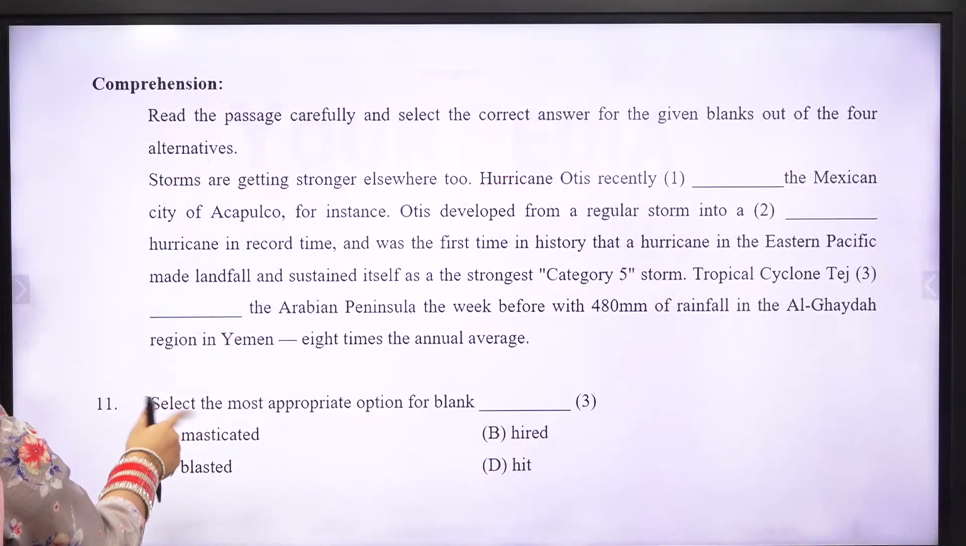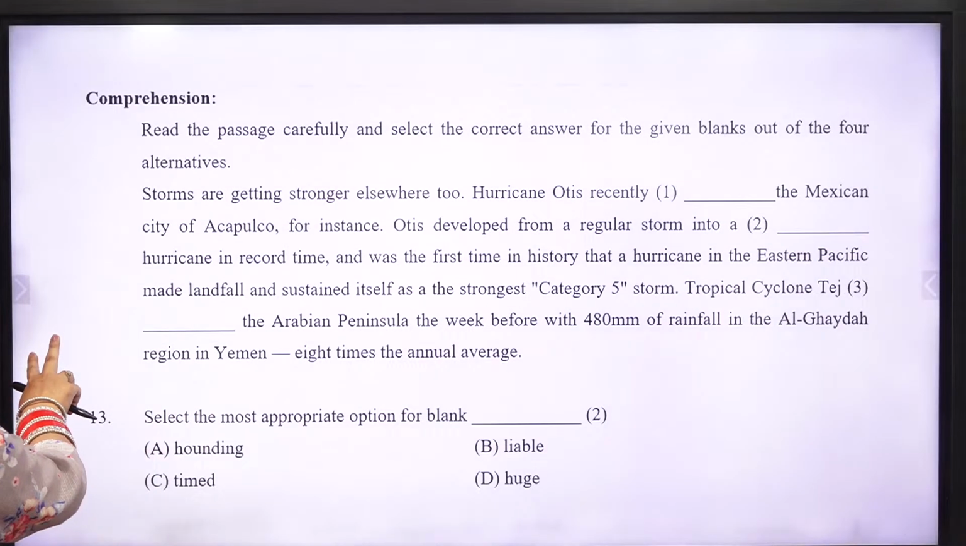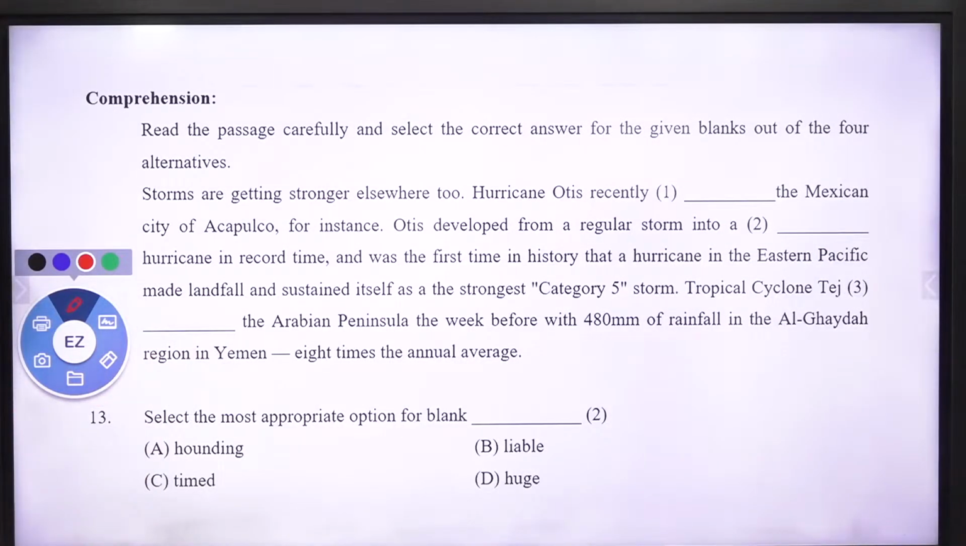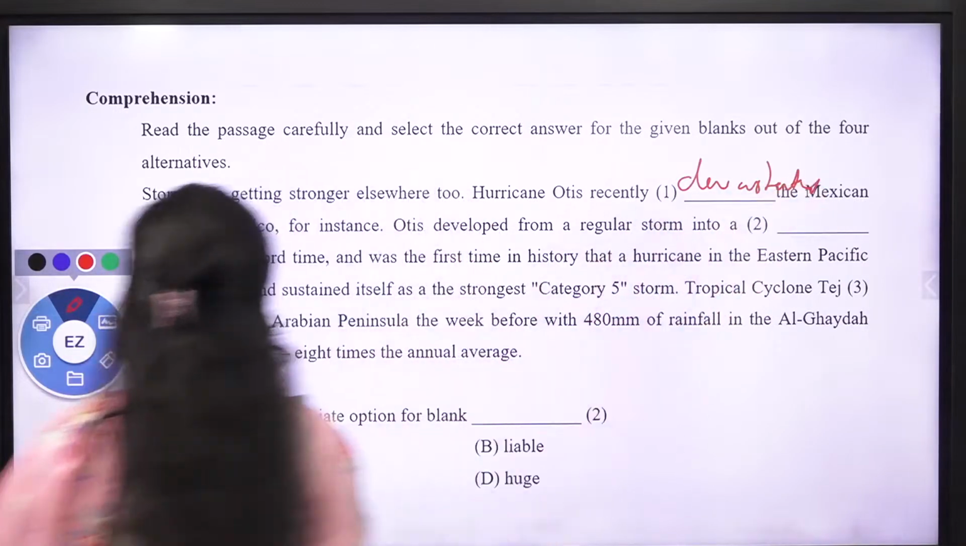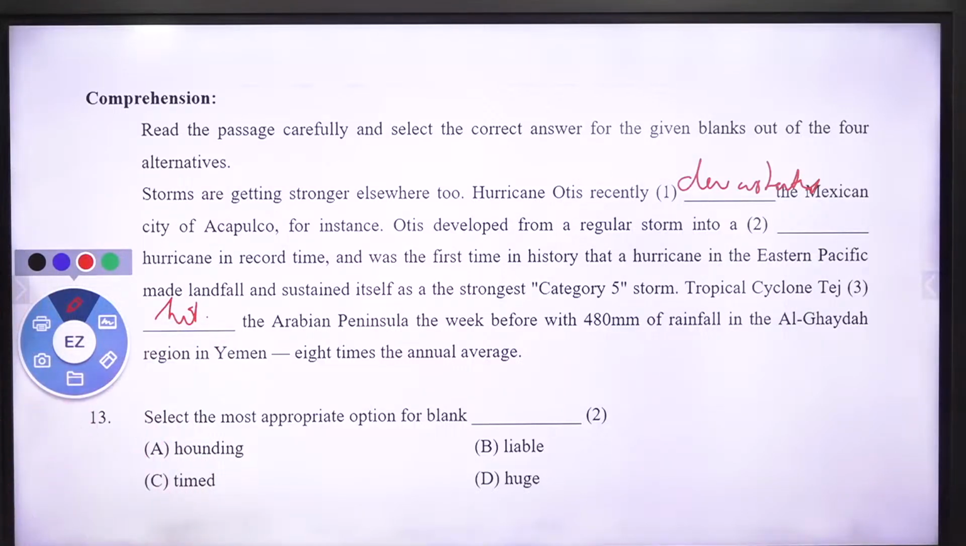Now go for the second blank. Where is the second one now? Yeah, this is the second. Now you have to choose the second one. So till now we have done here it was devastated. Here it was hit. Now let's read it out. Storms are getting stronger elsewhere too. Hurricane Otis recently devastated the city and Otis developed from a regular storm into dash hurricane. What kind of a hurricane will it be? It will be hounding, liable, huge, or timid.